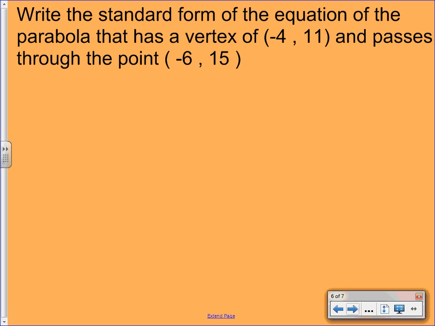All right? You will also come across problems that look like this. Write the standard form of the equation of a parabola that has a vertex of negative 4, 11, and it passes through the point negative 6, 15.